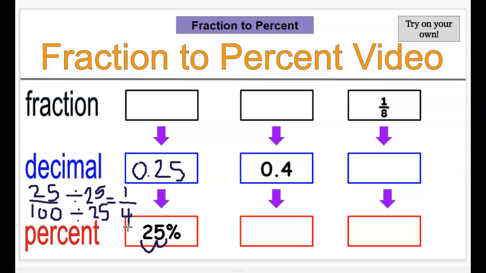Now, it would not be wrong for you to divide by 5 and then divide the bottom by 5. It just means that you would have to divide again to get the simplified fraction.